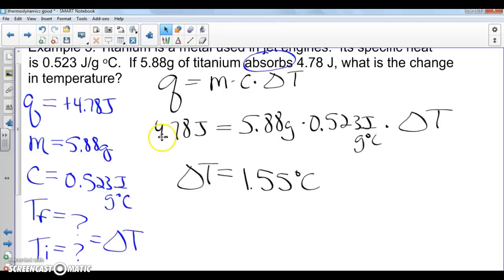So, plug in the numbers, 4.78 joules for Q. Notice it doesn't have a sign. I really should go back here and make sure I add a plus, because we want to make sure that our brains have said, yes, we've considered whether it's plus or minus. Plug in the mass, 5.88 grams. Plug in the specific heat, 0.523 joules per gram degree Celsius, and then delta T, because that's what we're solving for. So I'm going to multiply these two numbers and then divide. So 4.78 joules divided by 5.88 times 0.523. Put that all in your calculator, whichever way you want to, so that you can get the answer of 1.55 degrees Celsius.